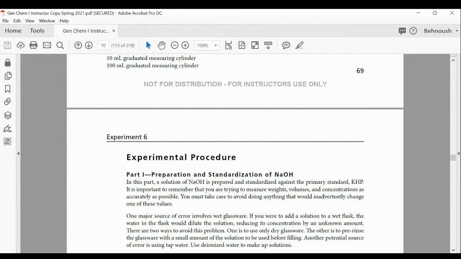Let me go back to the chat room to see if there's another question here. And if I missed your question, you can type it again. And I'm looking at back titration. What is a back titration?